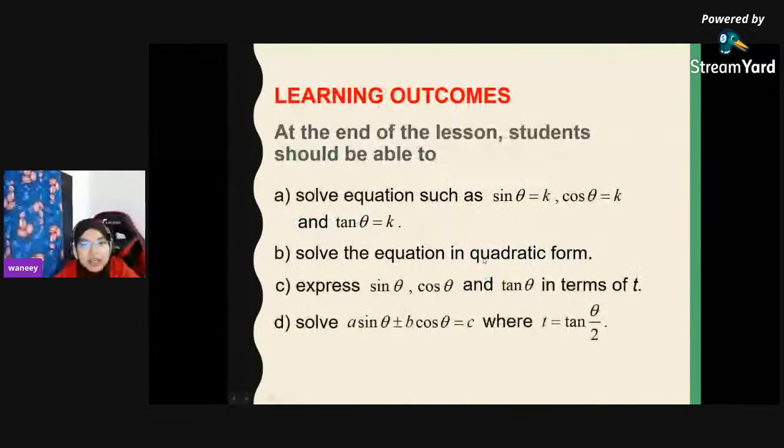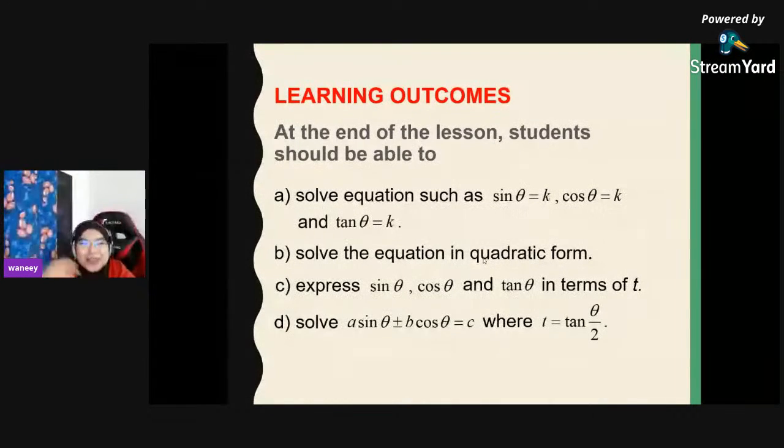At the end of the lesson, you should be able to solve equation. The first is the linear trigonometric equation, such as sine theta equal to k, cos theta equal to k, and tangent theta equal to k. So we have some constant on the right hand side, and then we simply want to find out what is the value of theta.